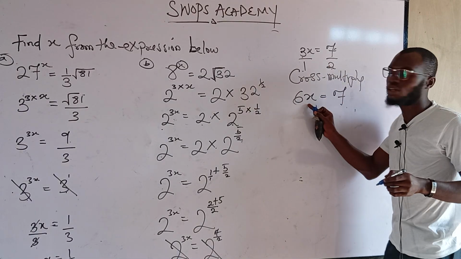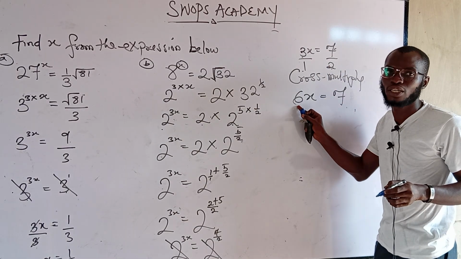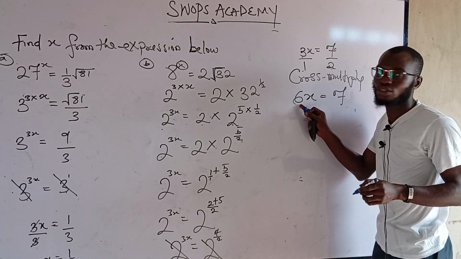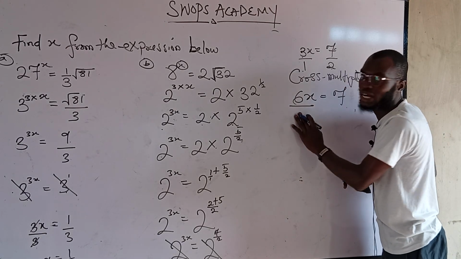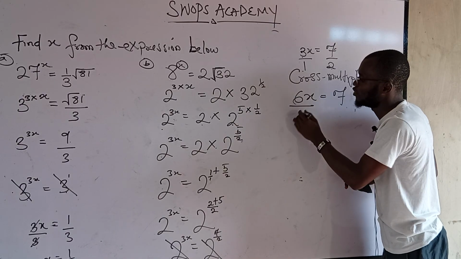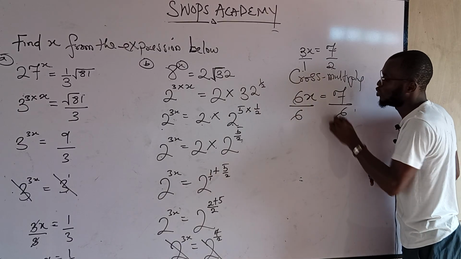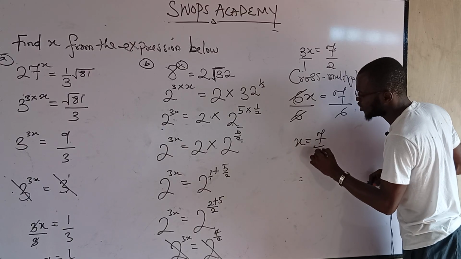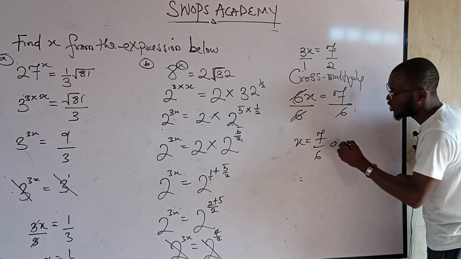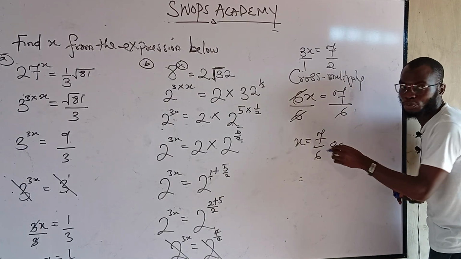1 times 7 will give us 7. What are we looking for? x. What is the coefficient that is blocking x? The coefficient of x is 6. That is what is blocking x. So you free that x by dividing through with 6. Divide both sides by 6. This settles this. x will now be 7 over 6. That is the answer.